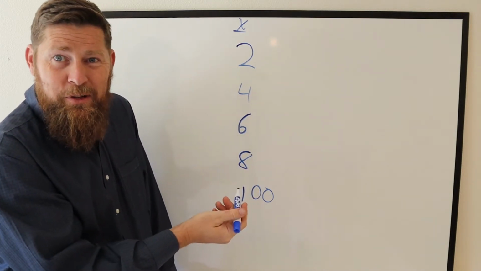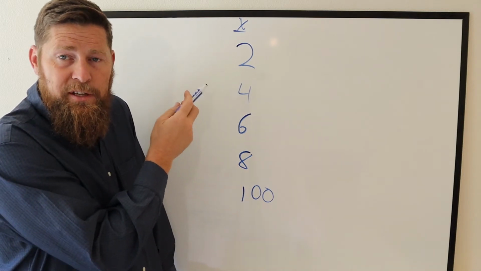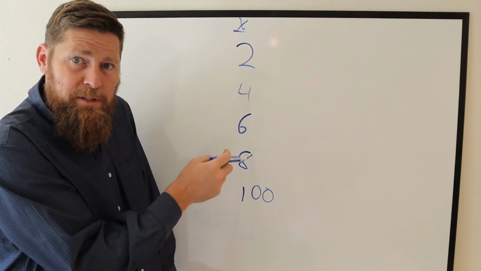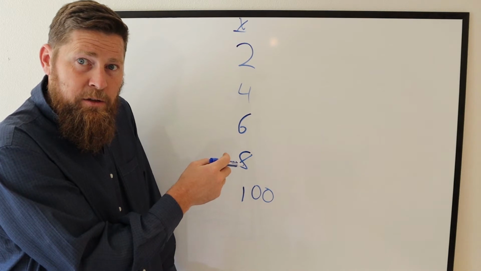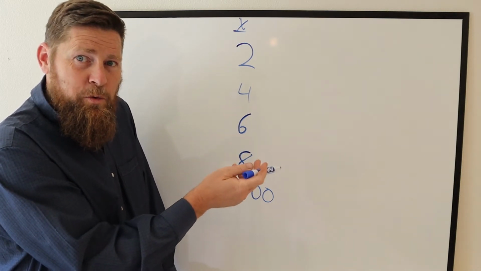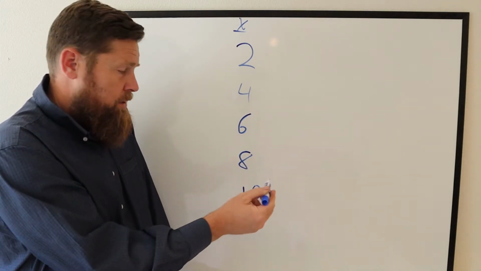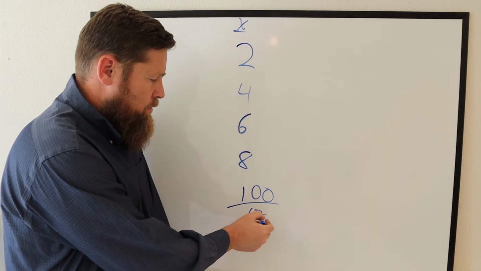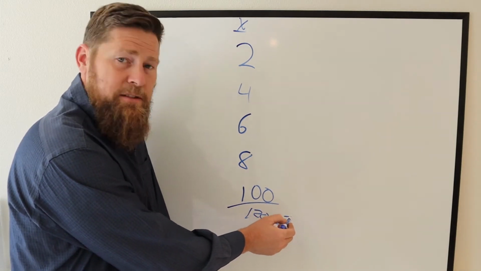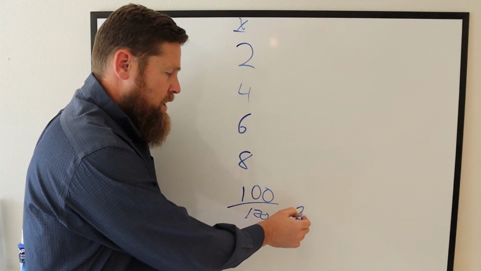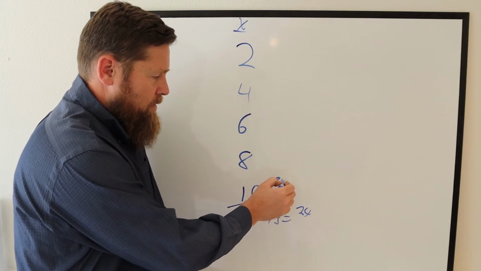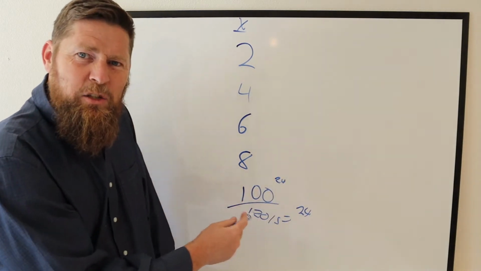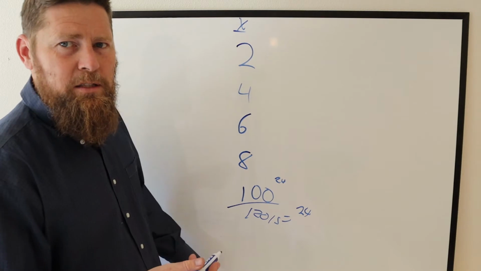All right, you guys want to do this? 2 plus 4 is 6. 6 plus 6 is 12. 12 plus 8 is 20. 20 plus 100 is 120. 120 divided by 5 is 24. So now we got 24 is equidistant numerically from all these at once.